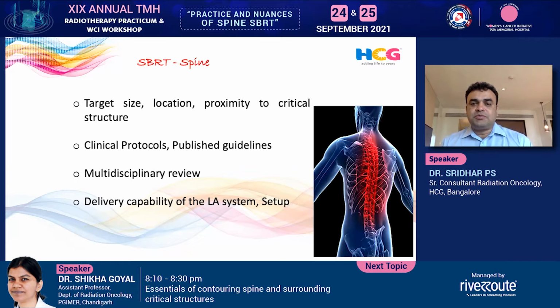So when we are talking about this, the important things we should look at are target size, location of the tumor, and proximity to critical structures. That is how you are going to select the patient for SBRT spine. It also depends on what type of scheduling you are using, clinical protocols, and you want to follow the published guidelines, in terms of dosing and the normal structure constraints.